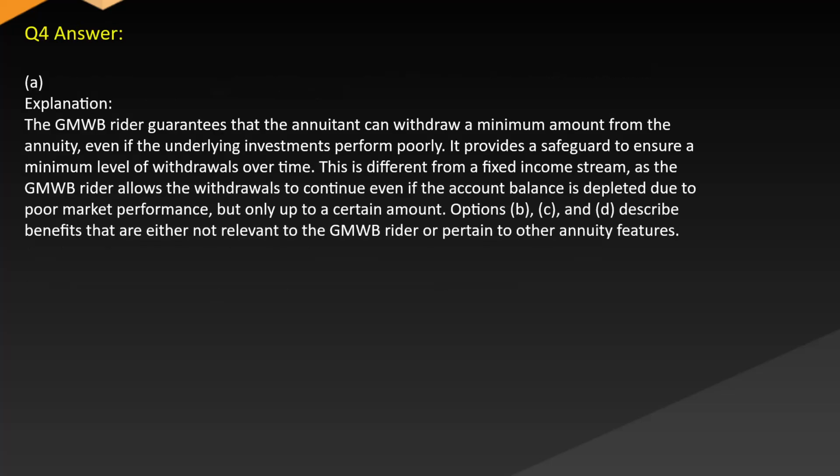Answer A. Explanation. The GMWB rider guarantees that the annuitant can withdraw a minimum amount from the annuity even if the underlying investments perform poorly. It provides a safeguard to ensure a minimum level of withdrawals over time. This is different from a fixed income stream, as the GMWB rider allows the withdrawals to continue even if the account balance is depleted due to poor market performance, but only up to a certain amount. Options B, C, and D describe benefits that are either not relevant to the GMWB rider or pertain to other annuity features.